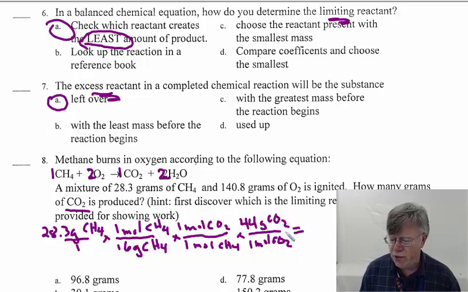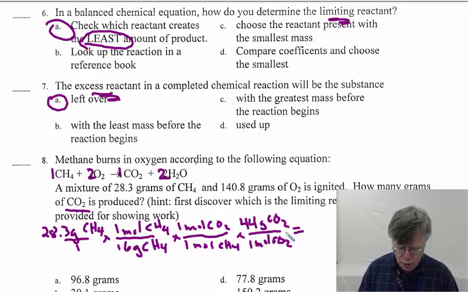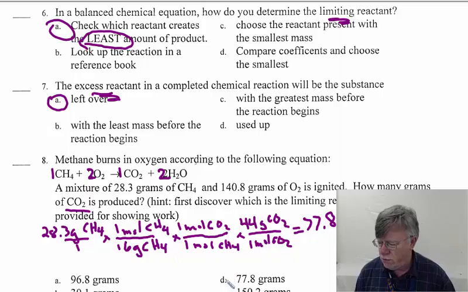Okay, now we have to do the math in this longer problem. And the way you solve this is you'd say 28.3 divided by 16 times 1 divided by 1 times 44 equals. So for this sub-problem, I have 77.8 grams of CO2. Now that's not our final answer yet, although I do take note of, if that's the correct answer, there it is, part D. We have to eliminate one other thing.